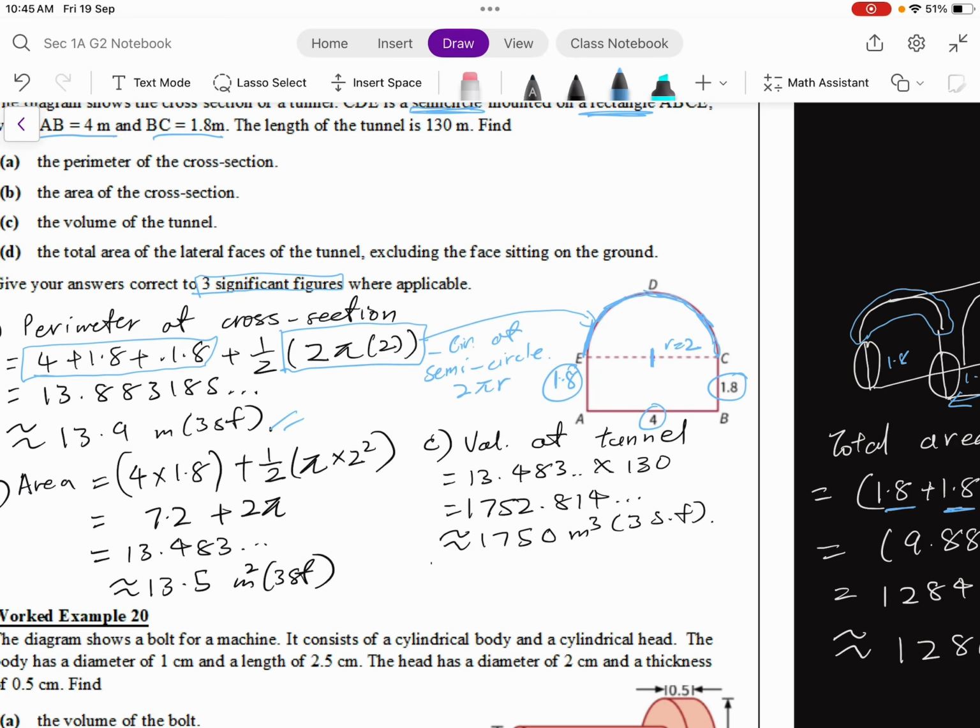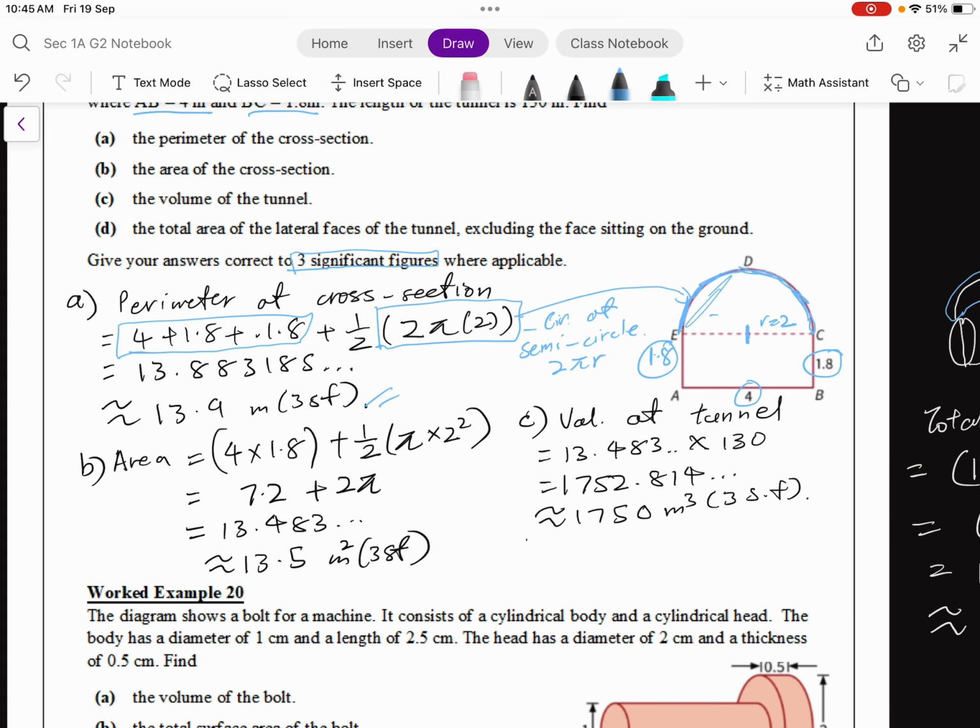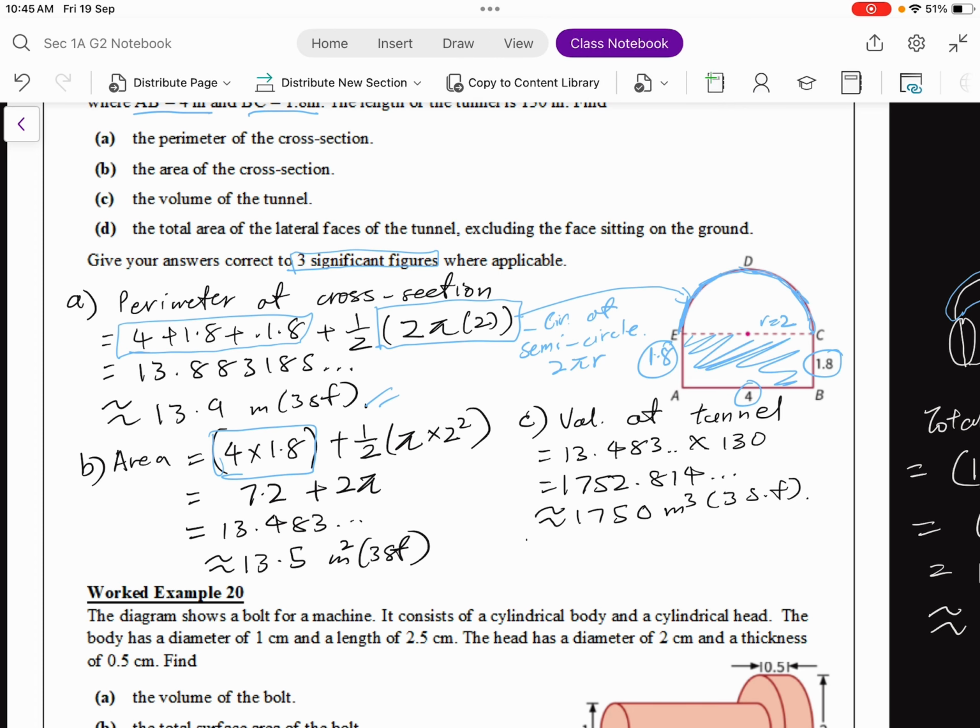Okay, so come back here, we need to find the area of this whole shape here. We know the area of a rectangle is 4 times 1.8, which is this area. Okay, I'm going to use another color.